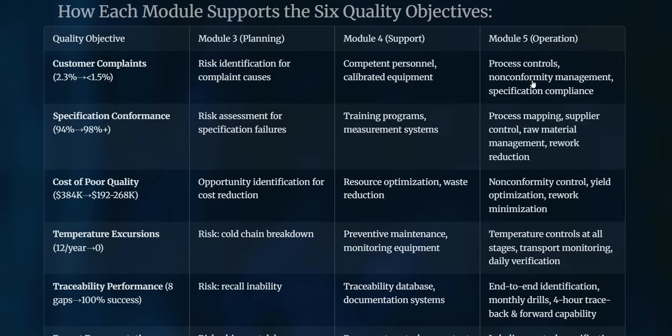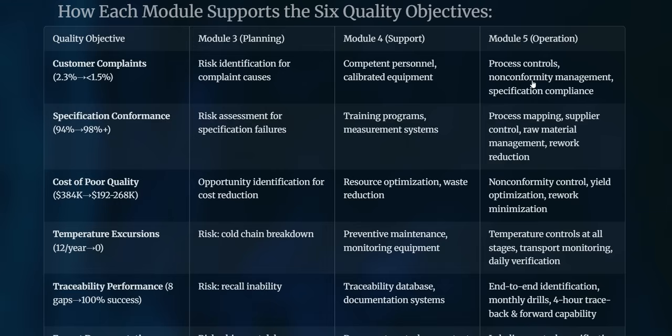The second quality objective is specifications conformance. Currently, our organization is at 94% and we are targeting 98%. Through Module 3, planning, risk assessment for specification failures has been planned out. In Module 4, training programs and measurement systems have been provided. Today, in operations in Module 5, process mapping, supplier control, raw material management, and rework reduction are going to be implemented.